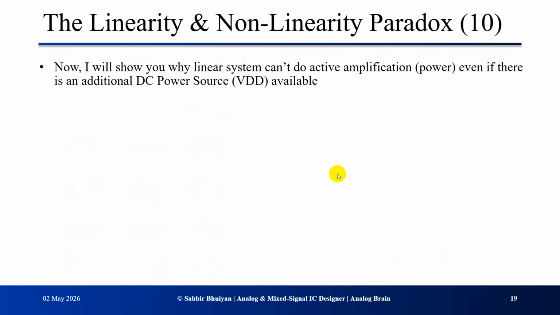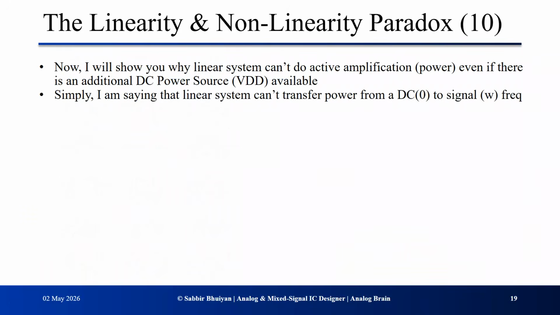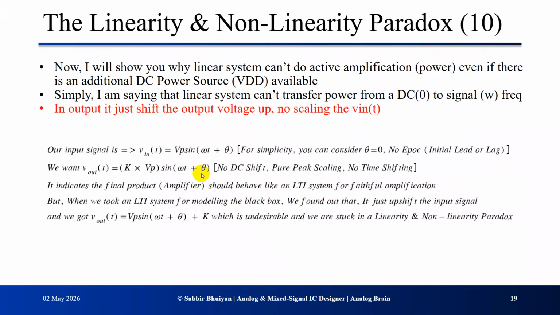Let's see the Python output for this exact scenario. Before that, I'm going to show you why a linear system cannot do active power amplification even when there is an additional DC power source available. Simply, I'm saying that a linear system cannot transfer power from DC to signal frequency in the output. It just shifts the output voltage up, with no scaling of the signal.